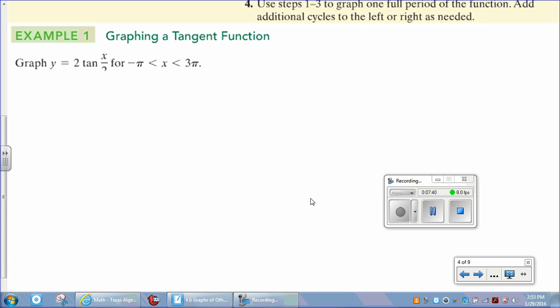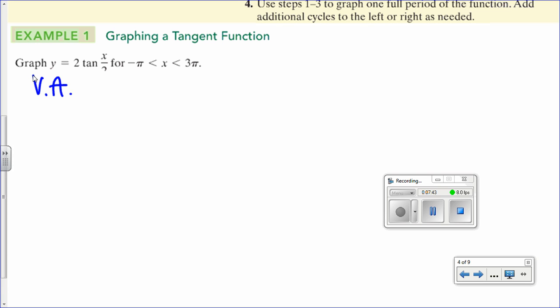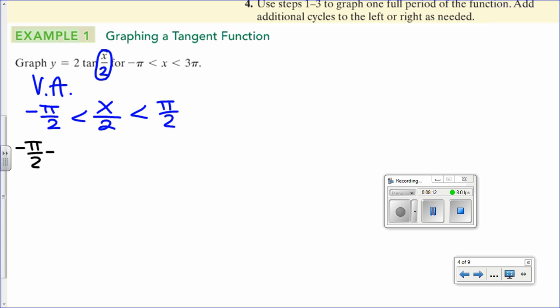Okay, so we need to find those vertical asymptotes. Let's get started with that quickly. So we're going to take this part, and this is a 2, by the way. And so we take that x over 2, and we know that the two asymptotes are going to be between pi over 2 and negative pi over 2. So now what I'm going to do is create the two equations. One will have the negative pi over 2, of course, and the other one will have pi over 2. And now I'm going to solve for x.